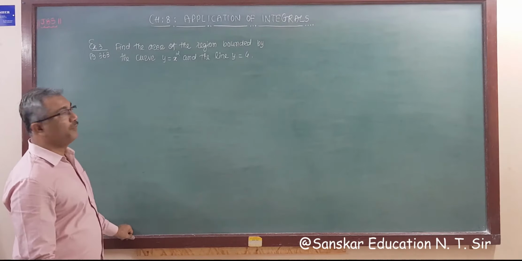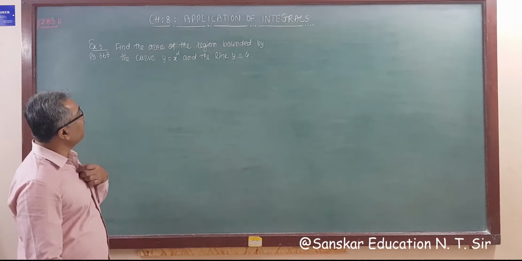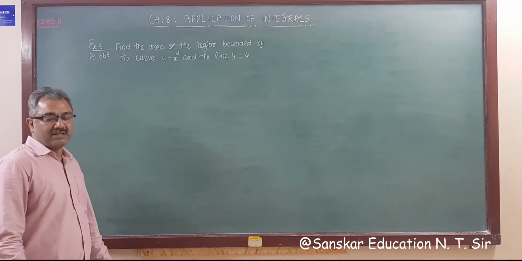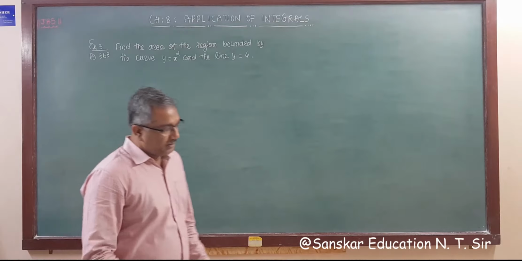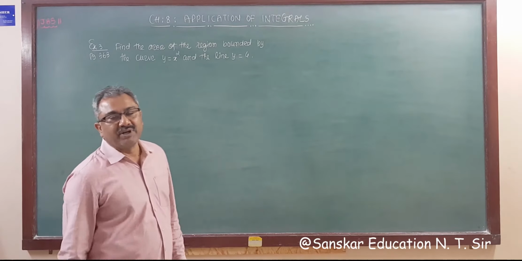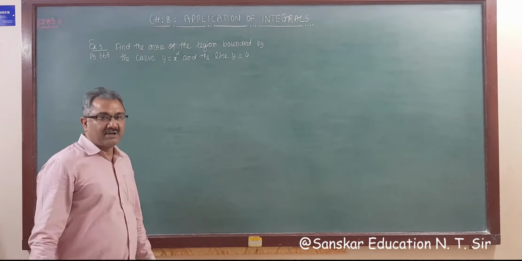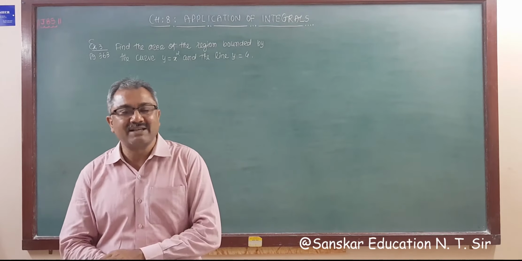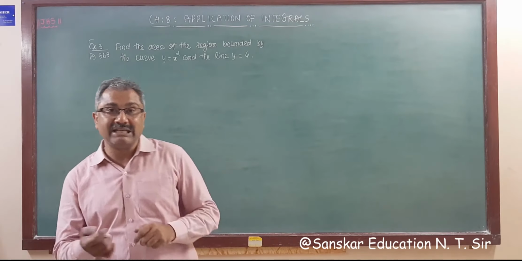Example number 3, page 363. Find the area of the region bounded by the curve y equal to x square and the line y equal to 4. In the last video lecture we studied the enclosed area of circle and ellipse. Now a curve is given and also another line is given.